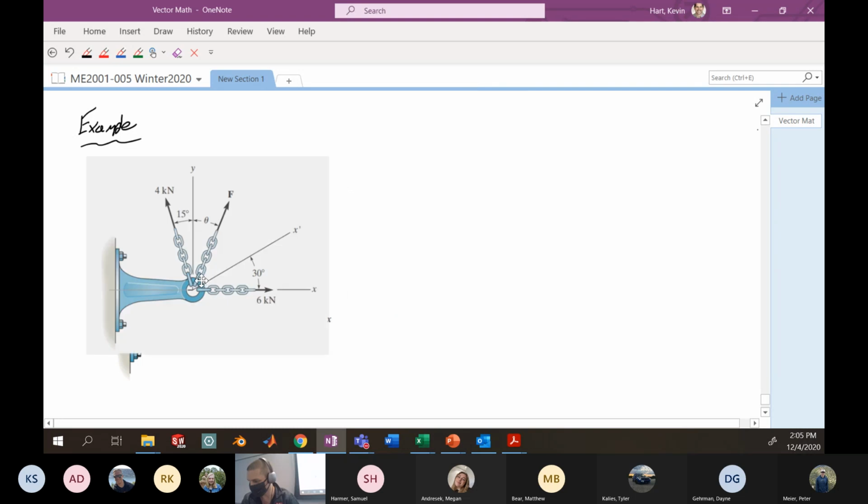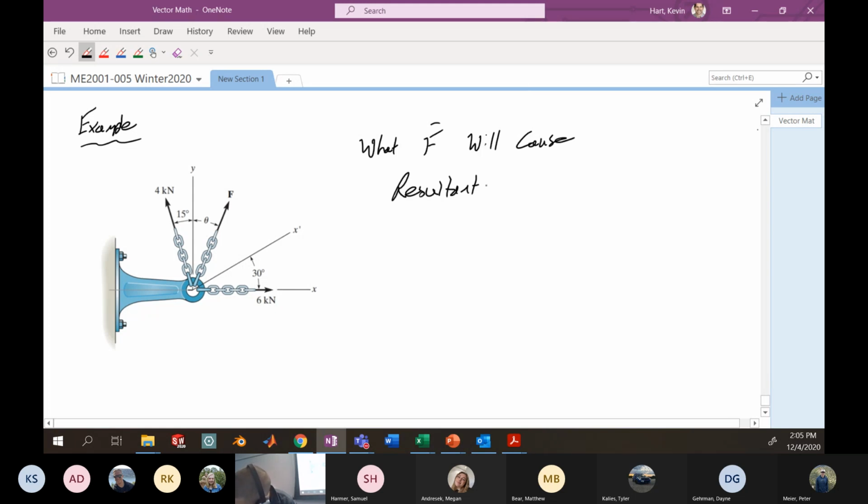So here's my picture. And here's the general problem statement: what vector F will cause resultant R, which is 8 kilonewtons, along the x prime axis. That's the problem that we're trying to solve here, okay?